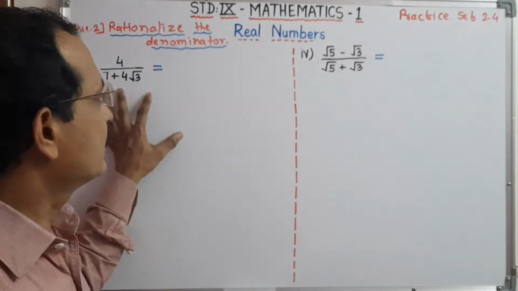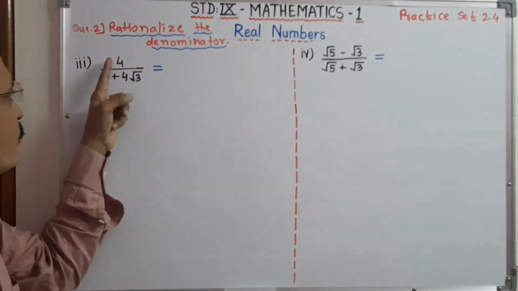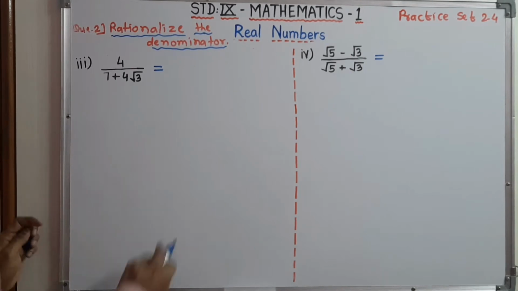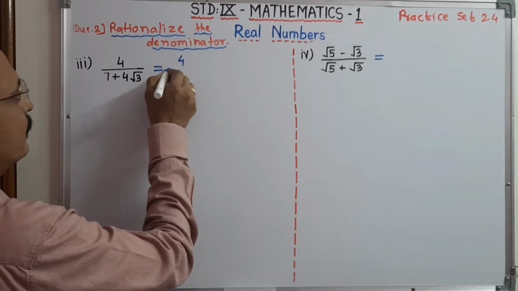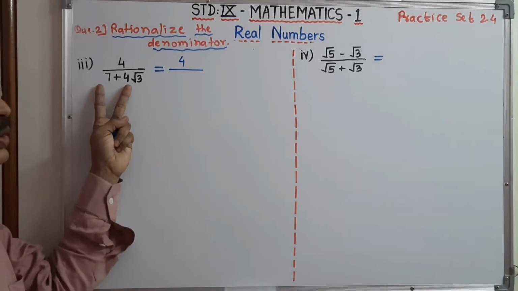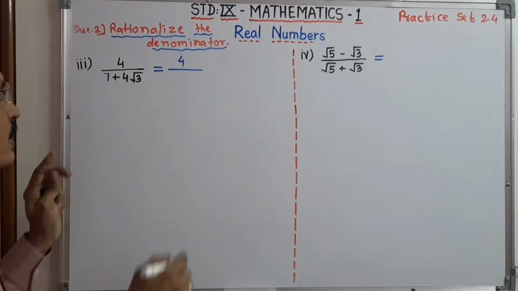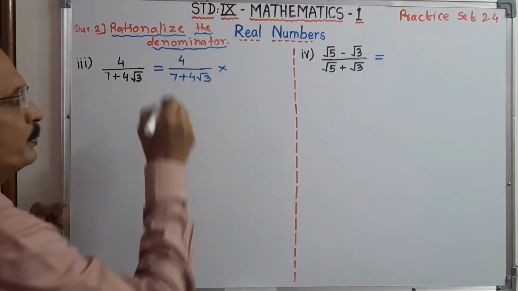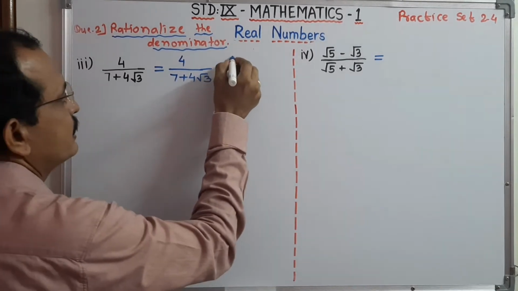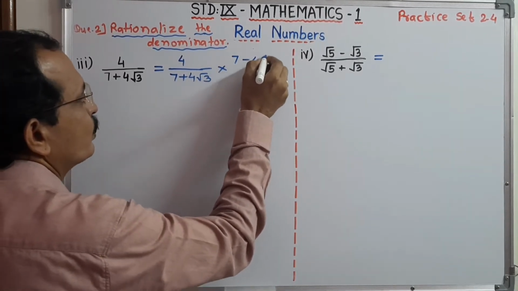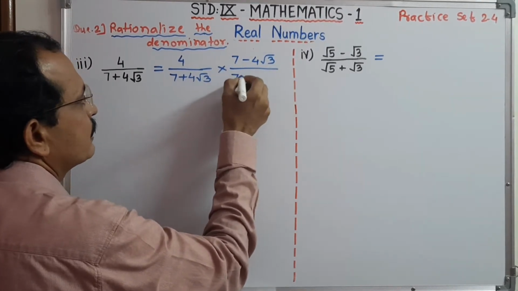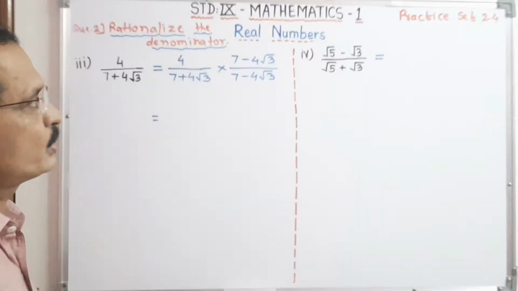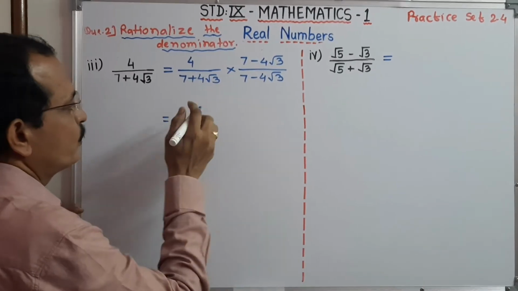Let's see the third and the fourth sum. Here it is 4 upon 7 plus 4 root 3. Here, dear student, again we have to multiply with its conjugate pair and divide with this conjugate pair. Therefore, 7 plus 4 root 3 into, what is the conjugate pair of this? It is 7 minus 4 root 3 upon 7 minus 4 root 3. Now, we have to do the multiplication of numerator with numerator, denominator with denominator.